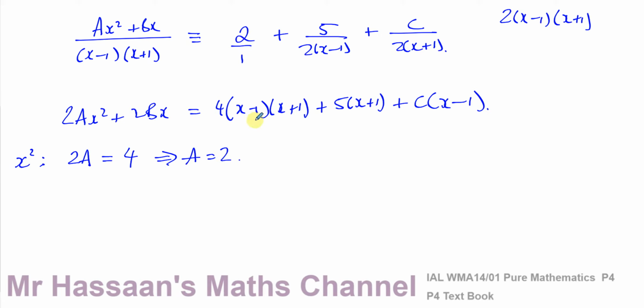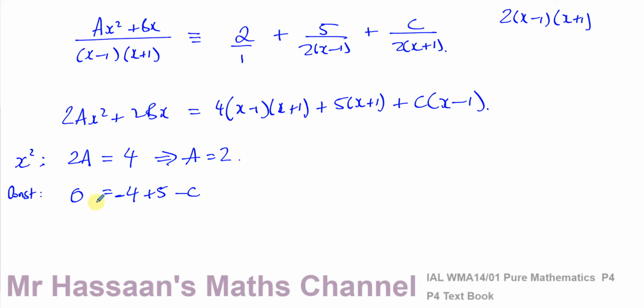Okay, now once you've got a equals 2, you could use substitution for finding b, or you could go on to look at the constants. On the left side you have 0 as your constant, because you just have 2b times x. On the right side, the constant is going to be when you multiply the minus 1 by the plus 1 and the 4, and when you multiply the 5 and the 1, and when you multiply the c by the minus 1. So this is going to be minus 4, because minus 1 times 1 is minus 1, times 4 is minus 4, and that will be plus 5, and that's minus c.